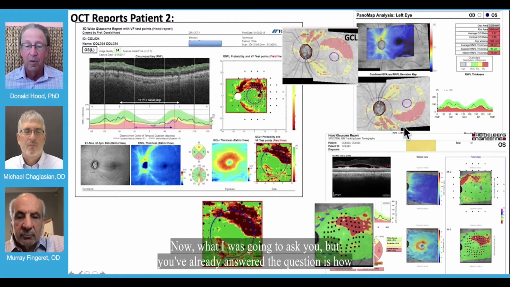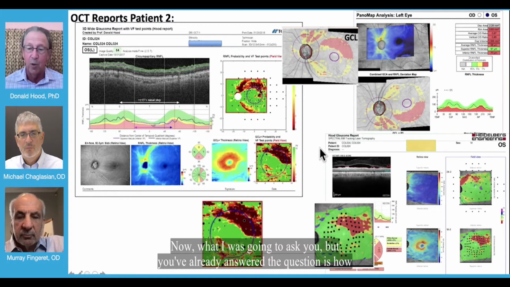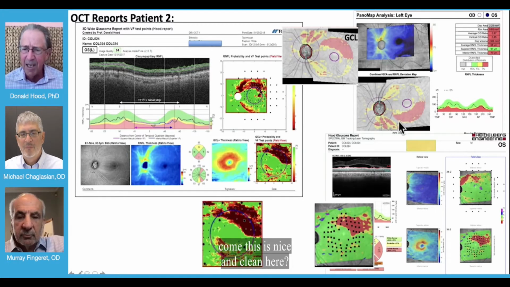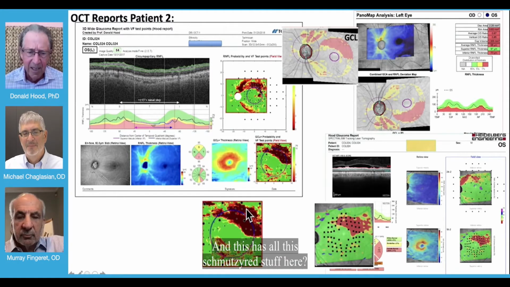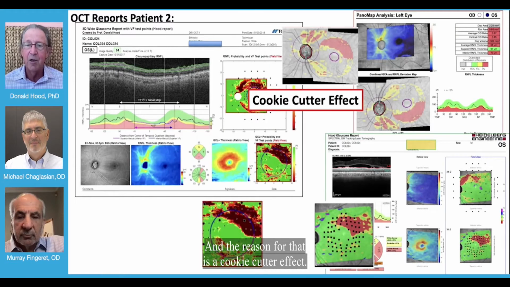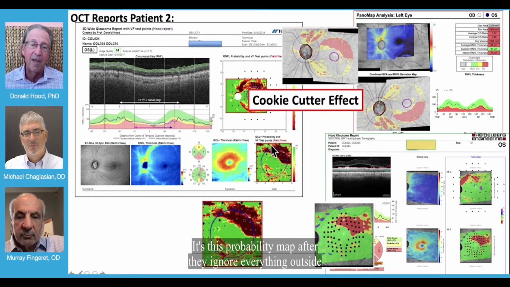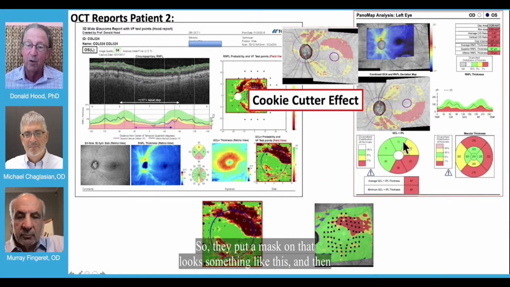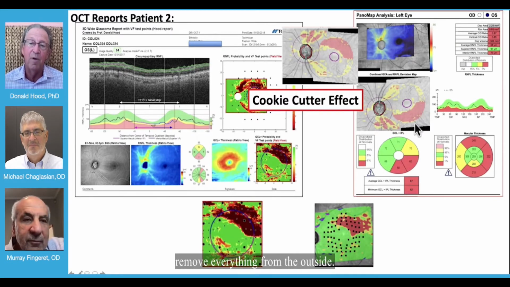Now, what I was going to ask you, but you've already answered the question, is how come this is nice and clean here, and this has all this schmutzy red stuff here, right? And the reason for that is a cookie cutter effect. That is, this is not simply this probability map. It's this probability map after they ignore everything outside the central 10 degrees or so. So they put a mask on that looks something like this and then remove everything from the outside.